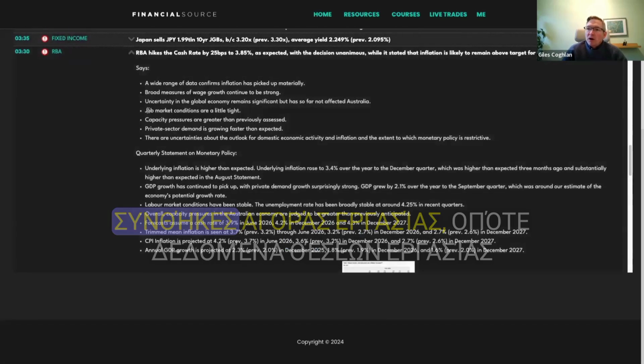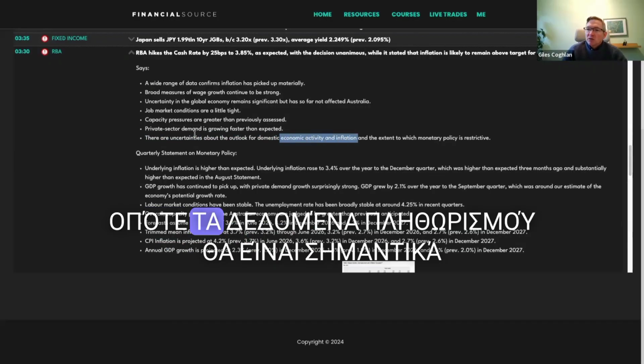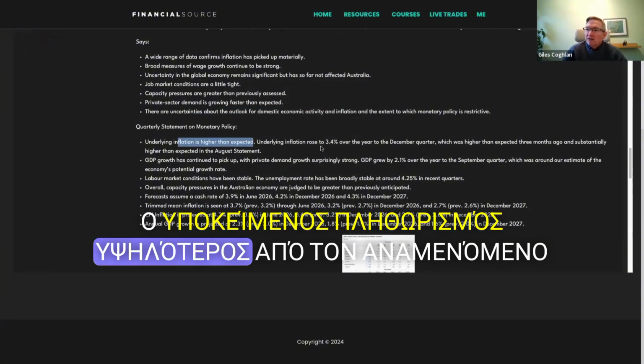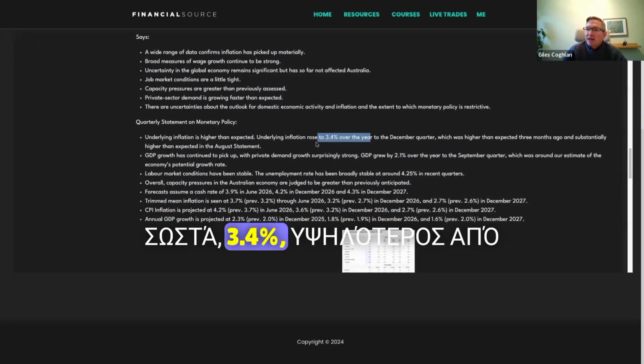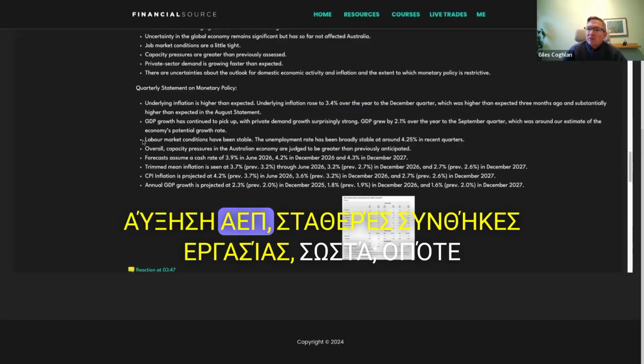Right, job market conditions. So jobs data, inflation uncertainty. So inflation data is going to be important. Underlying inflation higher than expected, right? 3.4% is substantially higher than expected in the August statement. GDP growth up, labor conditions solid, right?